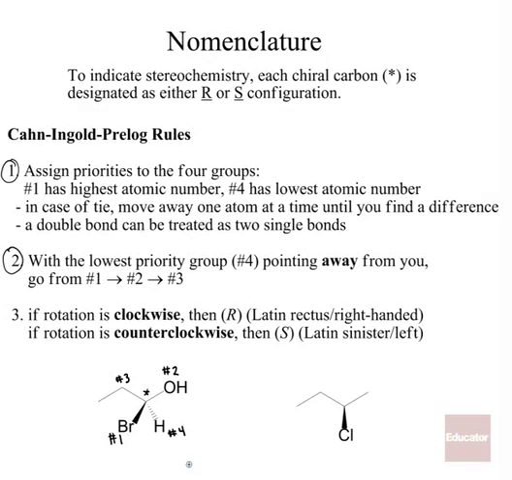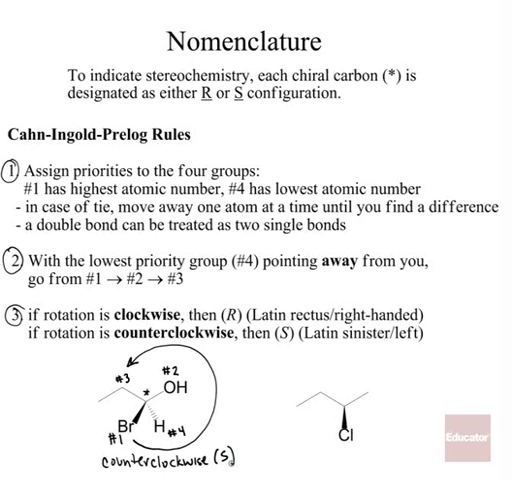Now what we do is we view the molecule with the lowest priority group, number 4, pointing away from us. If we look at this right here, we see that the hydrogen, number 4, already is pointing away from us because it's a dashed bond. So we already are viewing it from the right perspective. So we go from 1 to 2 to 3. 1, 2, 3. Keep doing that rotation. And how would you describe that rotation? Looks like a counterclockwise rotation. And because it is counterclockwise, we call this the S configuration. So this is the S molecule.